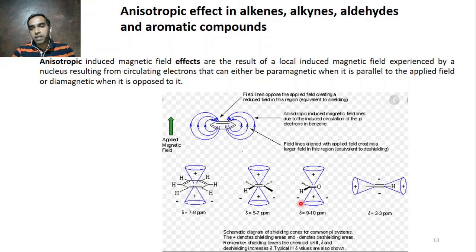So similar things you will notice in case of aldehyde also, but in alkyne you see here what happens, this region it will produce minus, in this region it will produce plus. So the net field experienced by this, in this region it will be lower magnetic field because it will be in the opposite direction. But in case of carbonyl, this will be higher, so it will show higher magnetic field experienced by this. So because of that, aldehyde and alkenes will go downfield, but alkyne will go upfield.